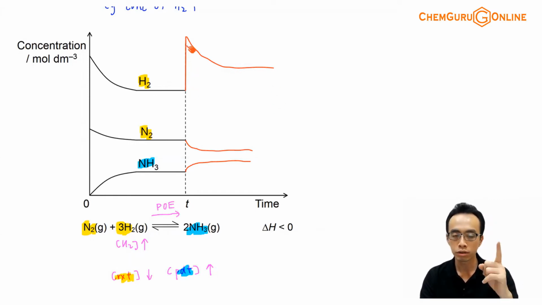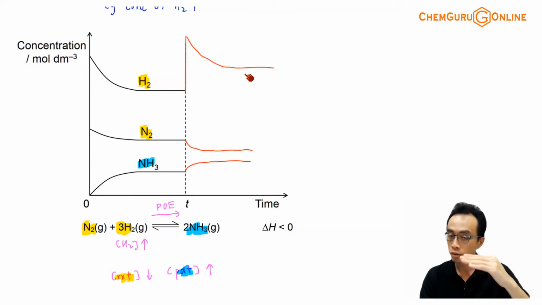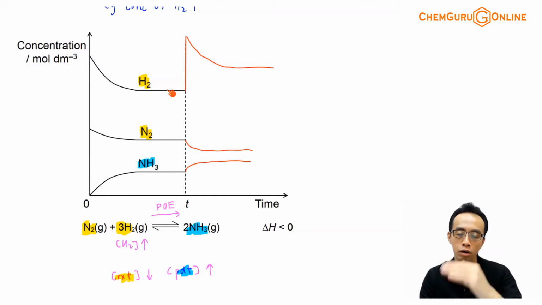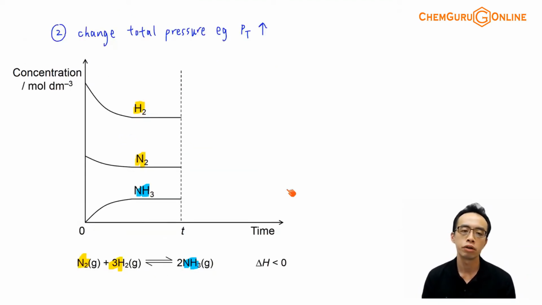When there's an increase in the concentration, then subsequently the system shifts to try to remove the excess hydrogen. Please keep in mind, I cannot remove 100% of your hydrogen. So the new equilibrium concentration of your hydrogen must still be higher than the original concentration of your hydrogen at the first equilibrium. Now next, how about the second consideration, a change in the total pressure?